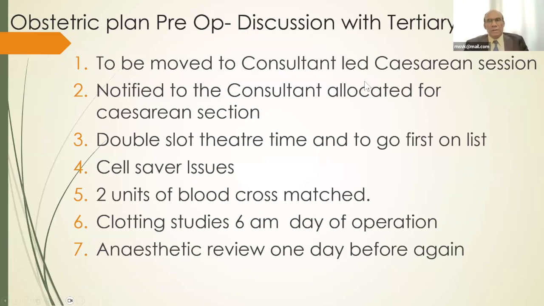The obstetric team discussed with the tertiary center and made a preoperative plan. After discussing with a multidisciplinary team, the patient was to be moved to a consultant-led cesarean section list and notified to the consultant anesthetist, surgeon, and pediatrician. Book a double slot theater to give adequate time, and the patient should go first on the list. Cell-saver issues to be left to the team to decide. 2 units of blood to be cross-matched, not to be given in pre-op. Then repeat the clotting studies at 6 a.m. on the day of the operation, and an anesthetic review again before the operation.